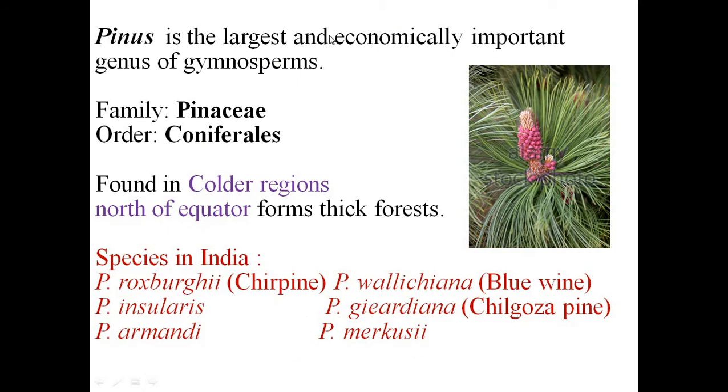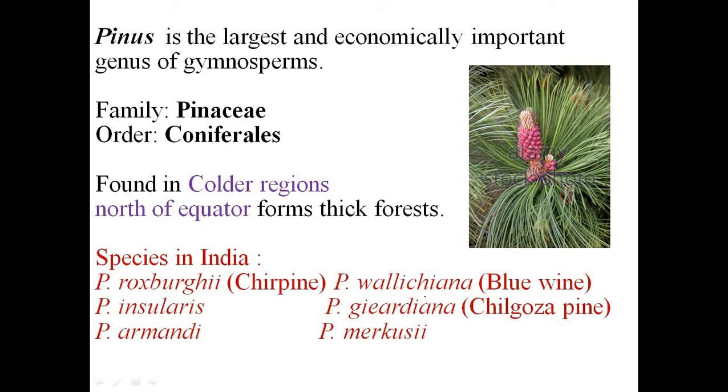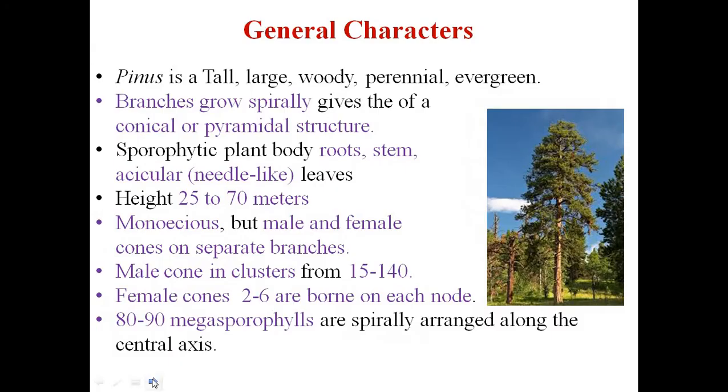It is the largest economically important genus, belonging to family Pinaceae, order Coniferales, and they form thick forests in the colder regions north of the equator. There are 6 species from India, like Pinus roxburghii, wallichiana, insularis, gerardiana, armandii and merkusii.